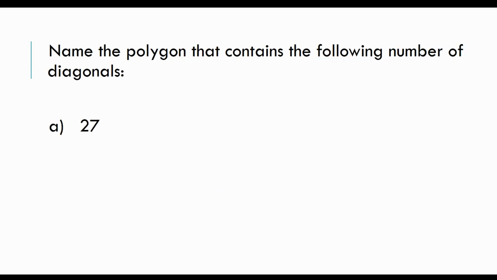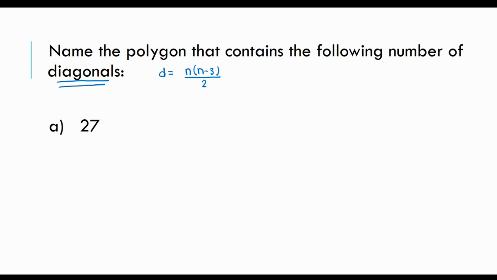All right, here is another example. It says, name the polygon that contains the following number of diagonals. So this time, if we're talking about diagonals, we have to know what the formula is. Remember, diagonals is n times n minus 3 divided by 2.